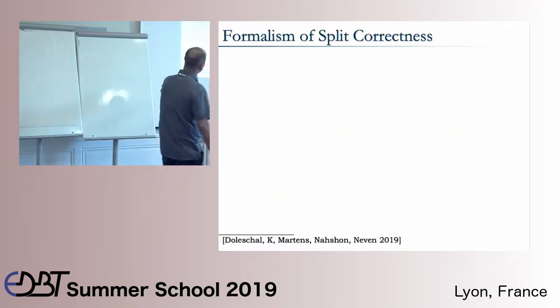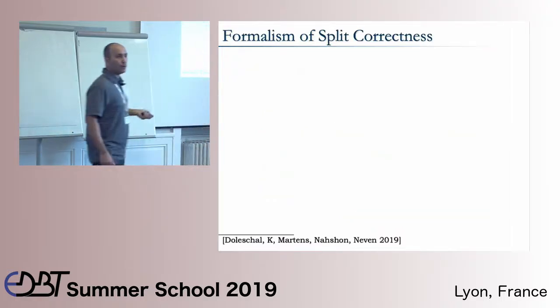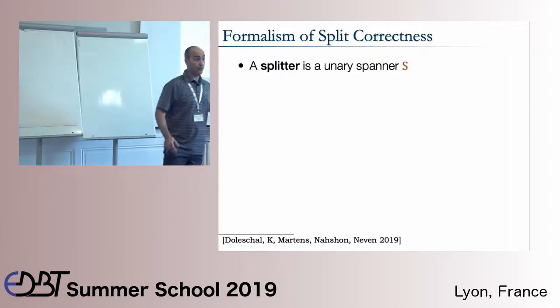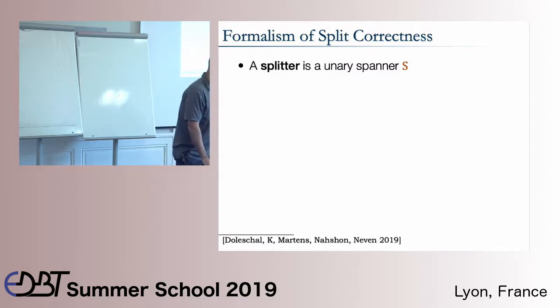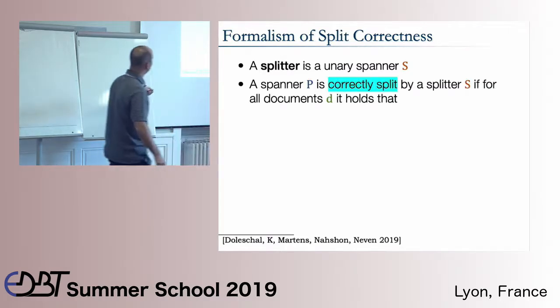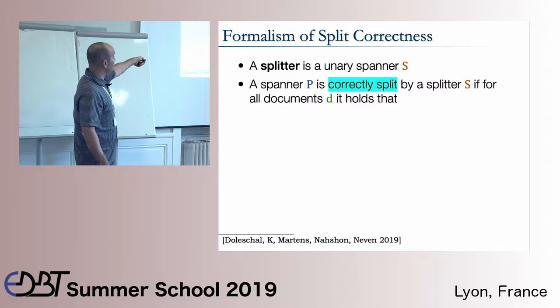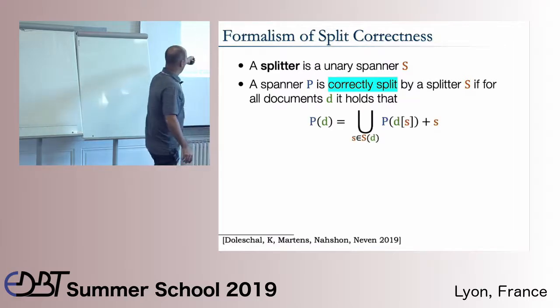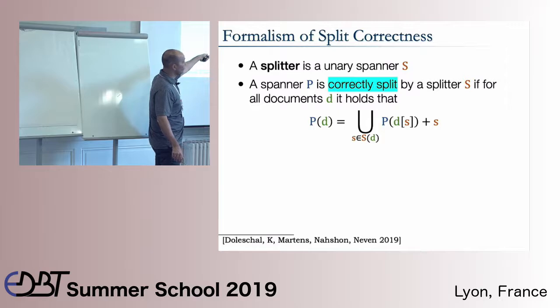Now we can actually get a formal definition with our spanner formalism. A splitter is a unary spanner S. It produces a table with one attribute. And a spanner P is correctly split by the splitter S if, for every document D, we have this equality: applying P to D is the same as the union of applying P to the S chunk of D, where S is a span that belongs to S(D).